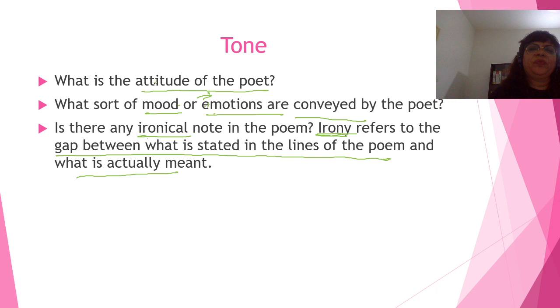So in case you have a question which says what is the tone of the poem, you don't have to write everything else. Just write this much. Attitude, mood, emotions, ironical note. If there is any, you can mention that. If there are any words which provide a connotation which allows you to know the mood, you can mention that as well. Done?